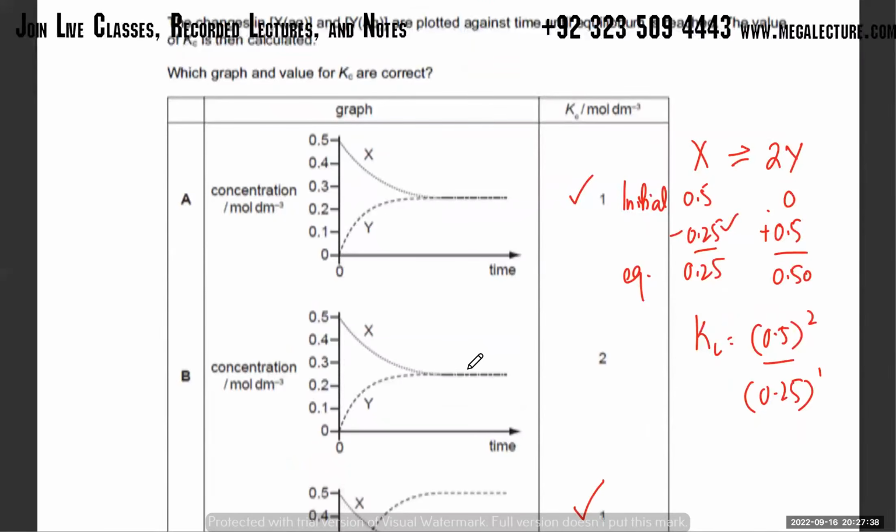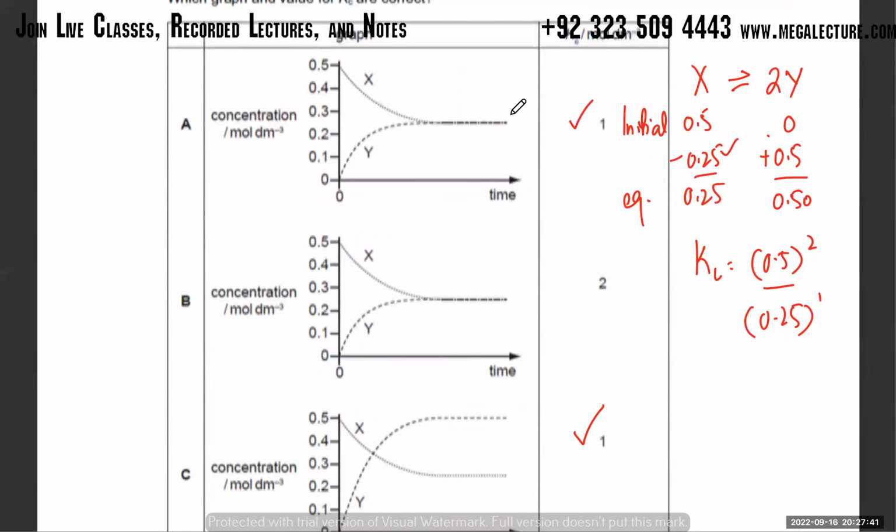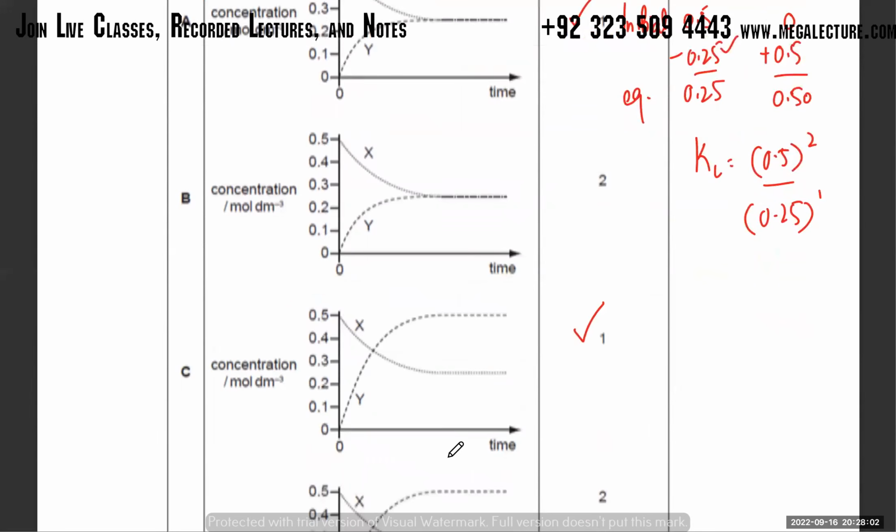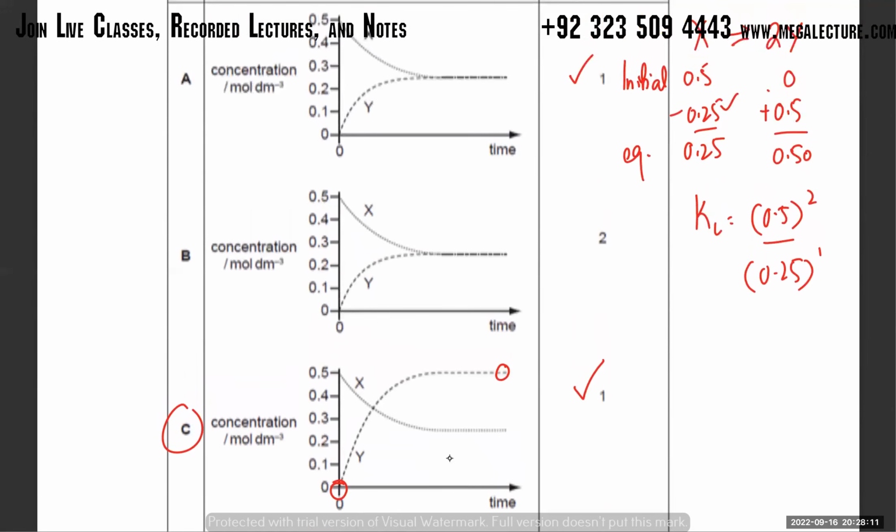And you have to pick the right graph as well. So what is happening to your concentration? X concentration initially is 0.5 and it falls to 0.25. So these two graphs are fine. X goes from 0.5 and falls to 0.25, right? Y starts from 0 and goes all the way up to 0.5. So I guess C is the right graph. Y starts at 0 and goes all the way up to 0.5, while X starts at 0.5 and its concentration falls to 0.25. So I guess C is the right graph for all of this. Is that clear?